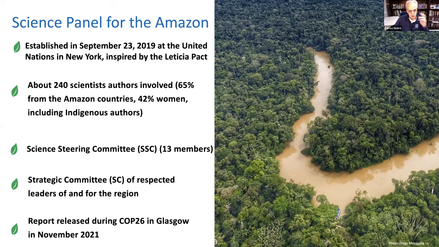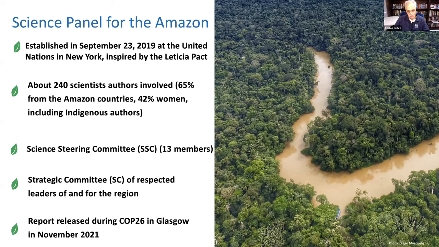So I will very briefly say a few things about the results on the Amazon, and Andrea Encalada and Emma Torres will give you further information. We established this in 2019 at the UN in New York, in a presidential meeting before the pandemic. We put together 240 scientists, 42 women scientists, 65% from Amazonian countries, 7 indigenous scientists as authors, a science steering committee, and also a strategic committee with many respected leaders of and for the region.